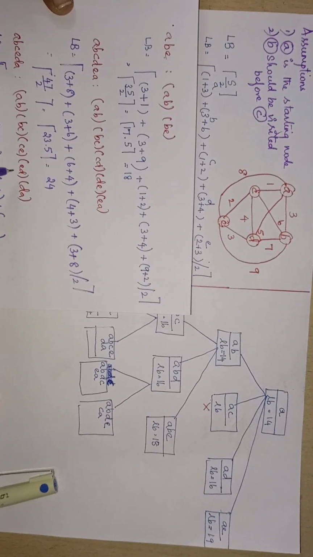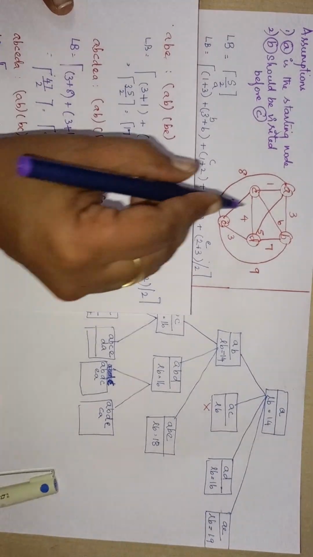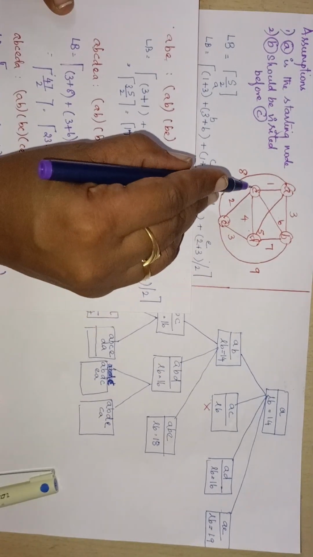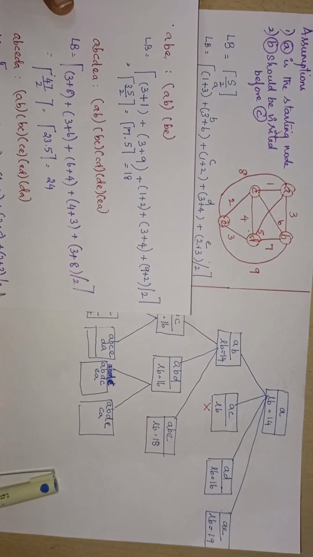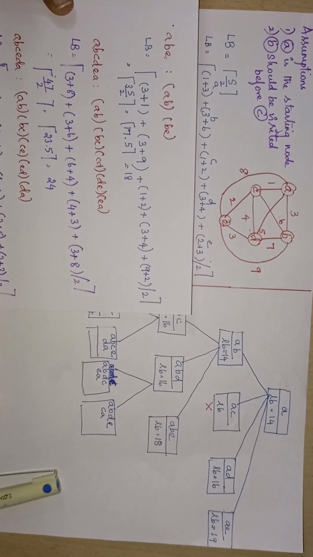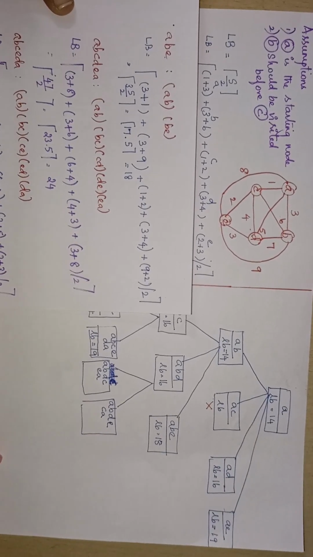For D, definitely ED and DA. ED is 3, DA is 5. For E, definitely CE and ED. So CE is 2 and ED is 3, divided by 2. When I add all these, I will get 38 by 2, which is 19. Let me update here. So LB is equal to 19.